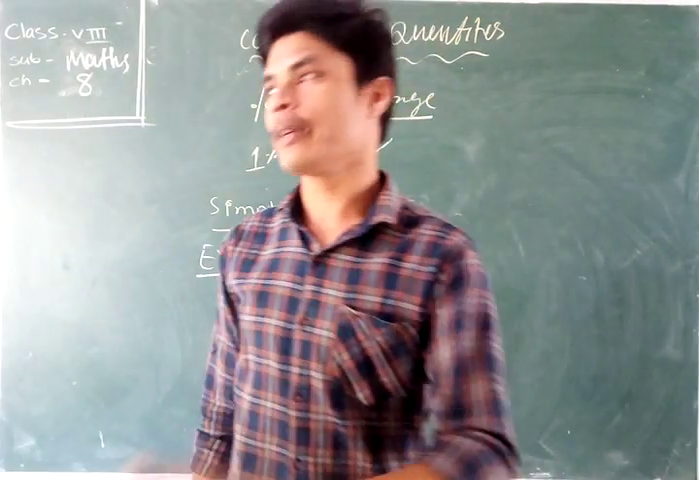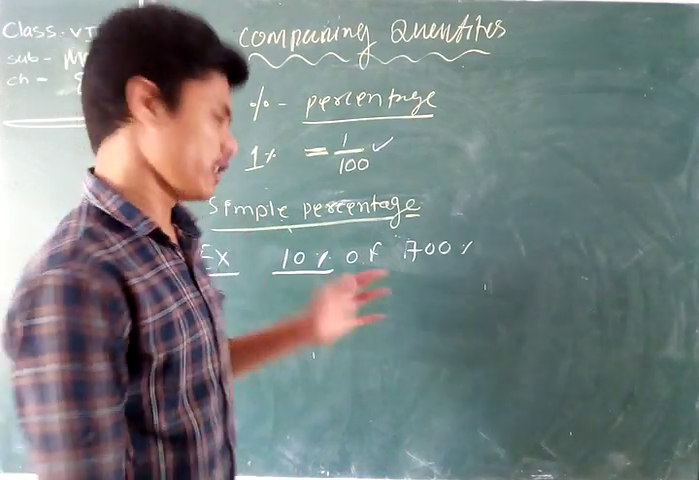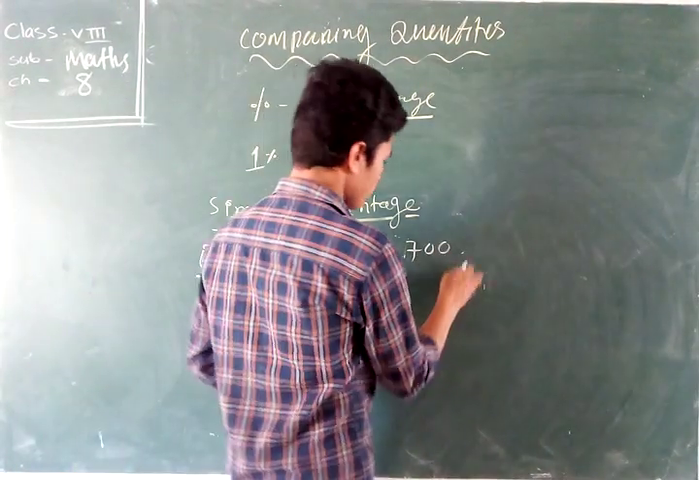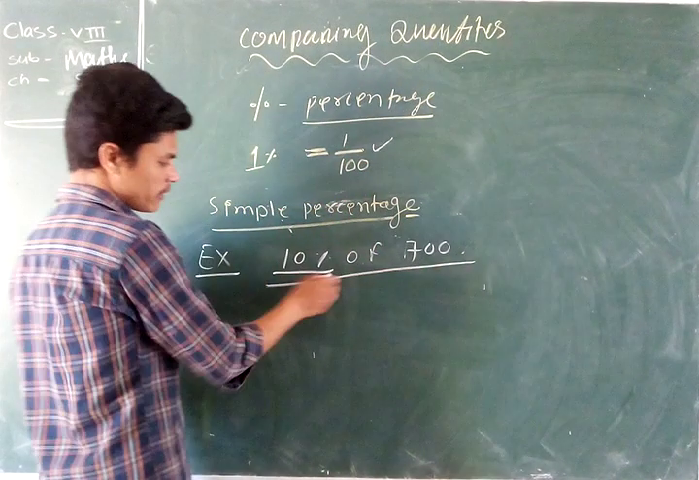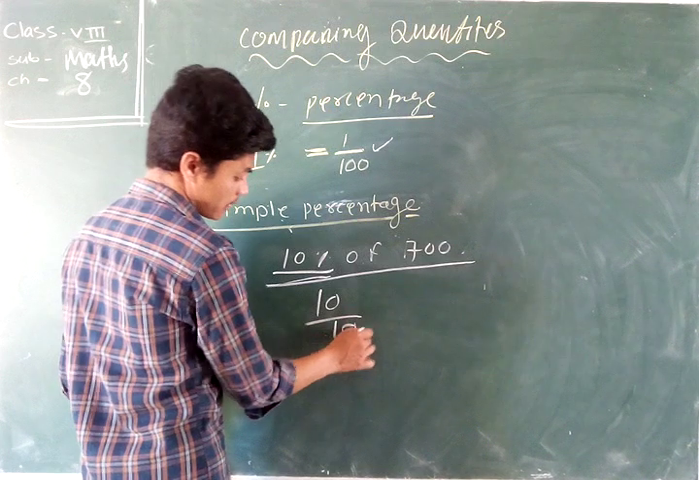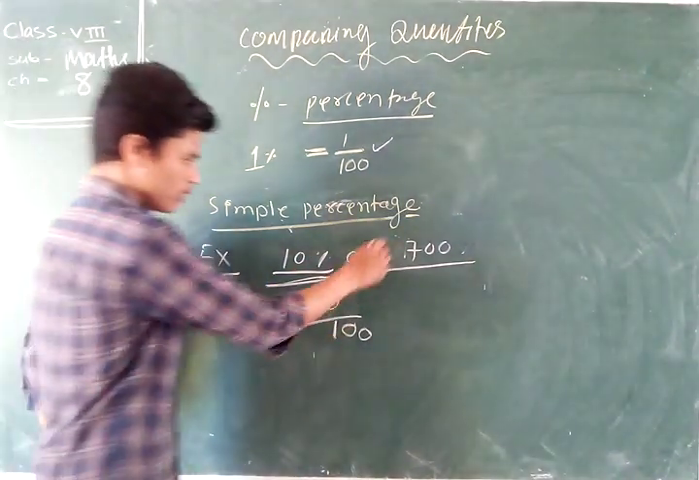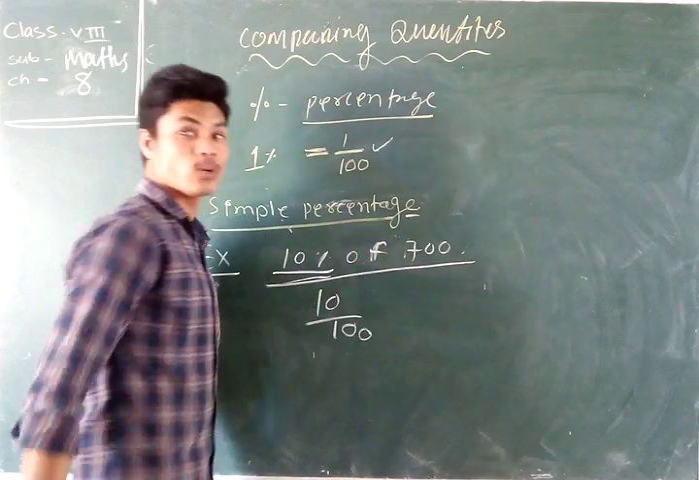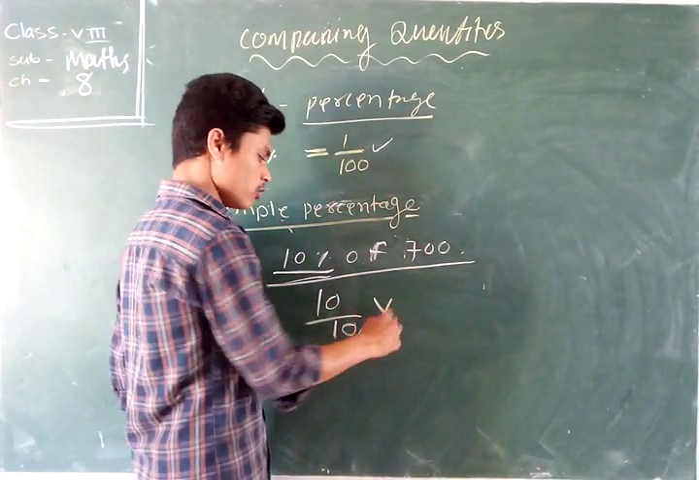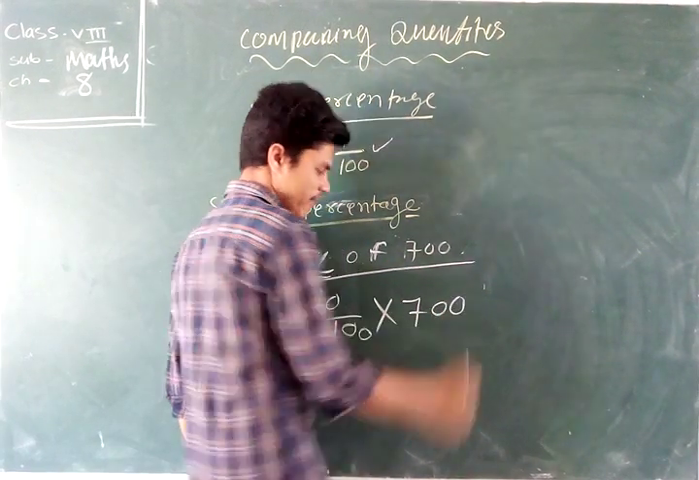Simply, if you go anywhere and get a 10% discount, how do we find the discount? They have 10% of 700. Here 10% means 10 by 100. We know the BODMAS rule: 'of' means multiplication, so we multiply by 700. Clear? Now you find the answer.